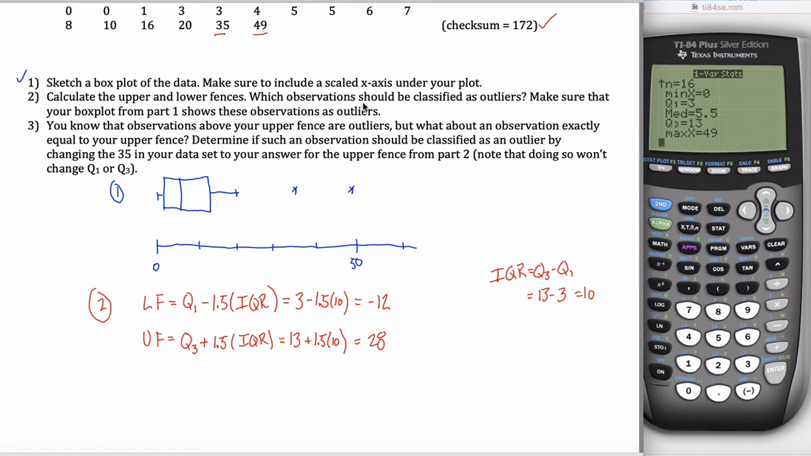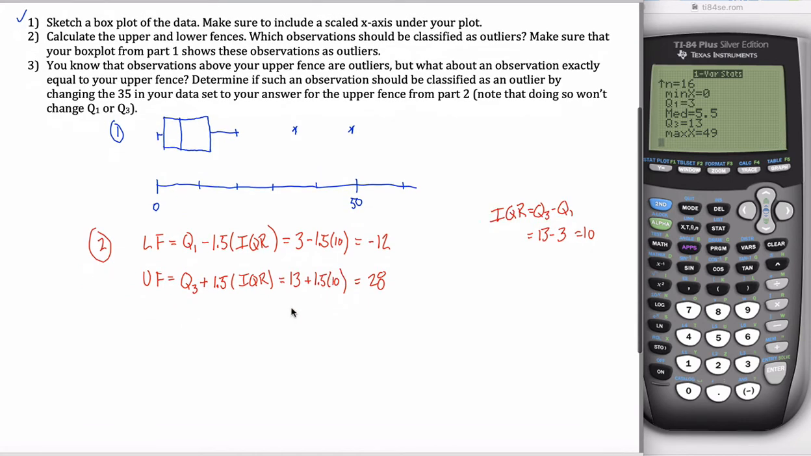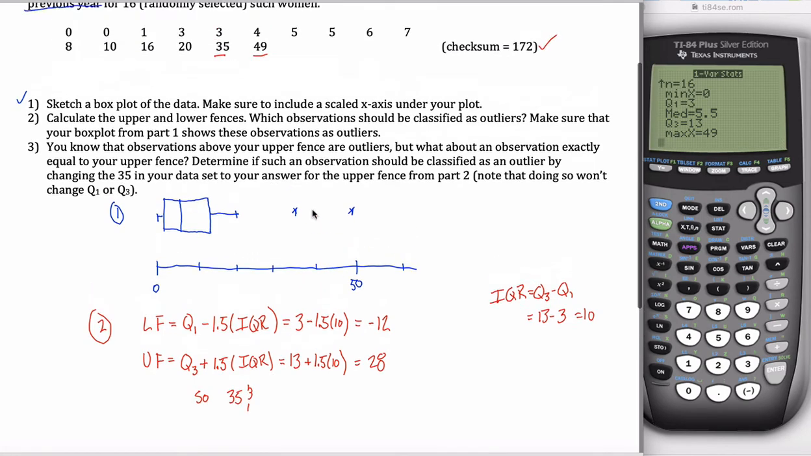Cool. Make sure that your box plot shows these observations as outliers. They did. Calculate the upper and lower fences. Which observations should be classified as outliers? I guess I should say. So 35 and, where did I say it was? 49?